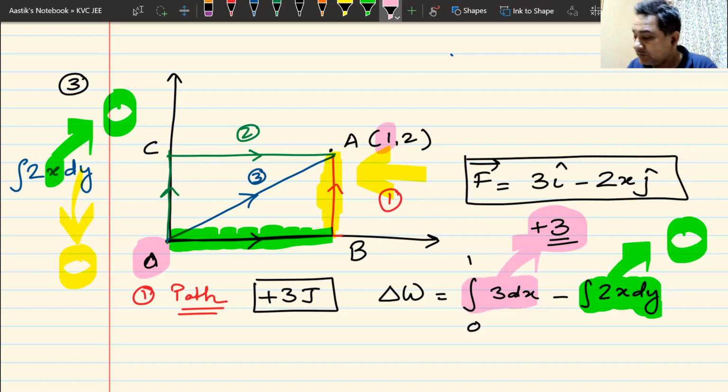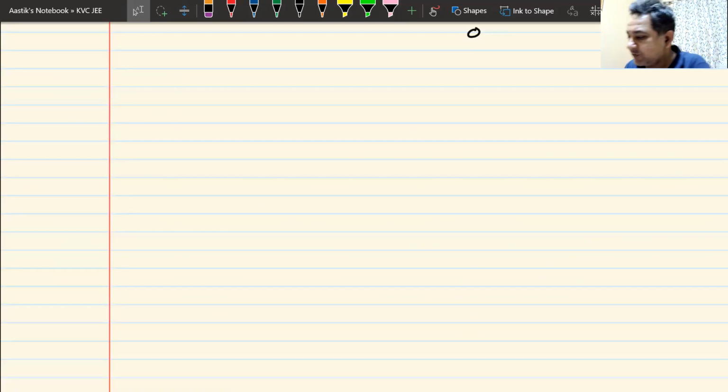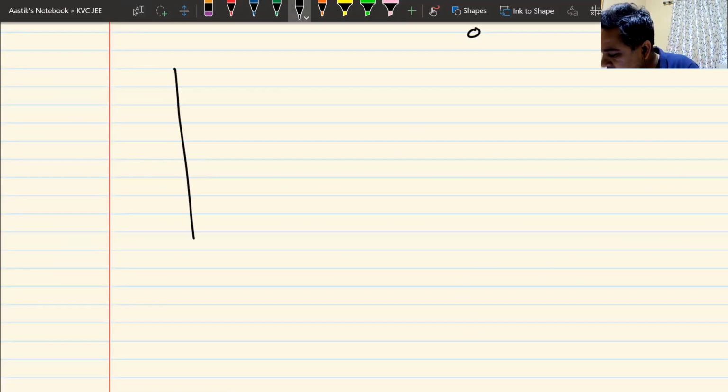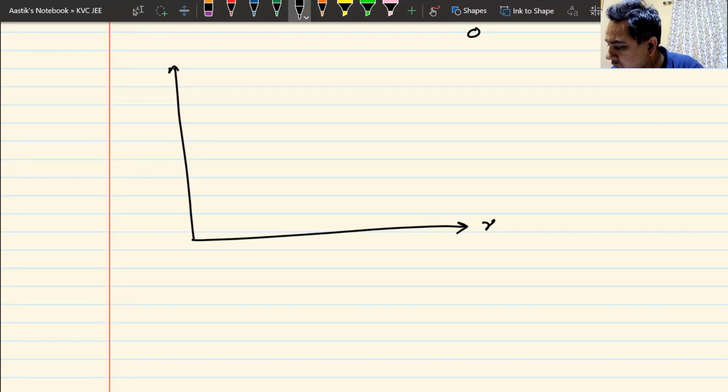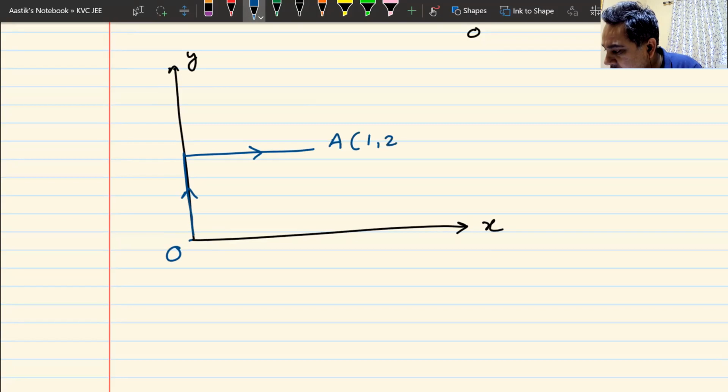Now let us go ahead and try to do it for the second path. And what is the second path? Sir, plus 3 joules. Again, you will get plus 3 joules. Let me see, I don't know the answer. So this is the path now. I will go like this, then I will go like this. This is 0, this is 1, comma 2.